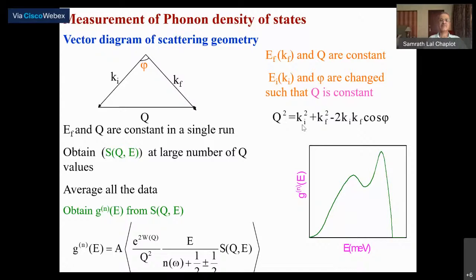And Q squared is, well, the vector Q is Ki minus Kf, so the magnitude squared of Q is Ki squared plus Kf squared minus 2 Ki Kf cos psi. Psi is the scattering angle, the angle between Ki and Kf.